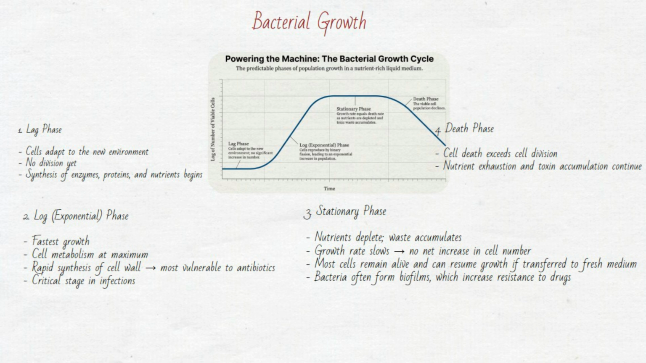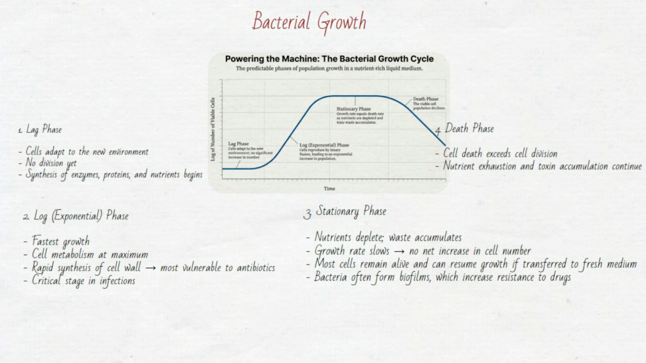The log phase, the exponential phase, is the point of fastest growth. It's probably the most critical period in an infection. Why? Because the cell's metabolism is at its maximum. It's constantly building large structures, especially that peptidoglycan cell wall, getting ready to divide. If we hit them with drugs that target those synthesis pathways, they're maximally vulnerable.